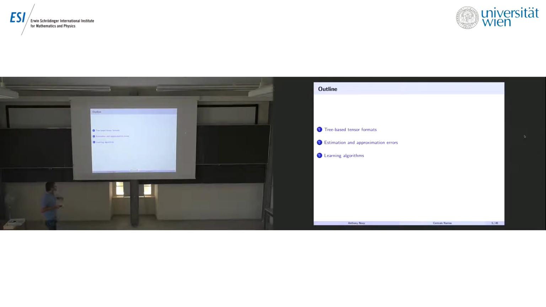Well, the talk will be split into three parts. First, I will briefly recall what these tree-based tensor formats, or tree tensor networks, are. Then I will give you some more or less standard, and some new, results on estimation errors and approximation errors using these approximation formats. And in the third part, I will present heuristic algorithms on how to do, in practice, empirical risk minimization and adaptivity within this format, which is a crucial practical part.